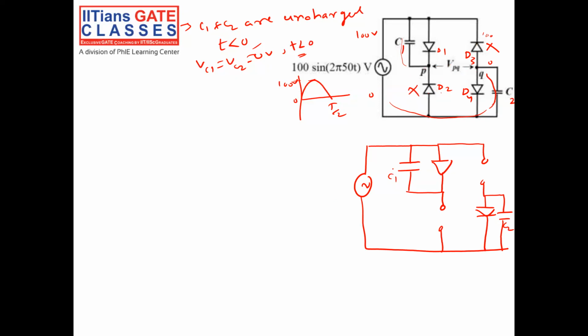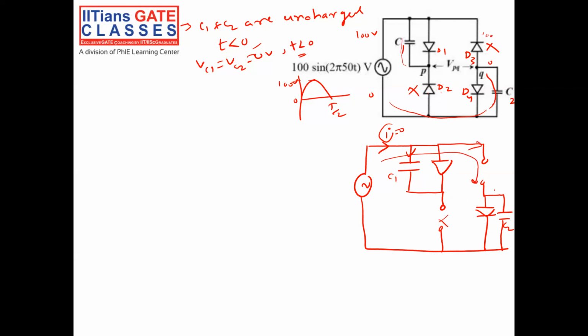So the capacitors C1 and C2 cannot charge, because whenever current flows, only then will it charge. Since the path is broken, this current I is 0, so the capacitor cannot charge. There is no path for the current to flow through the capacitor, so VC1 will be 0. Similarly, here also, the current flowing is 0.